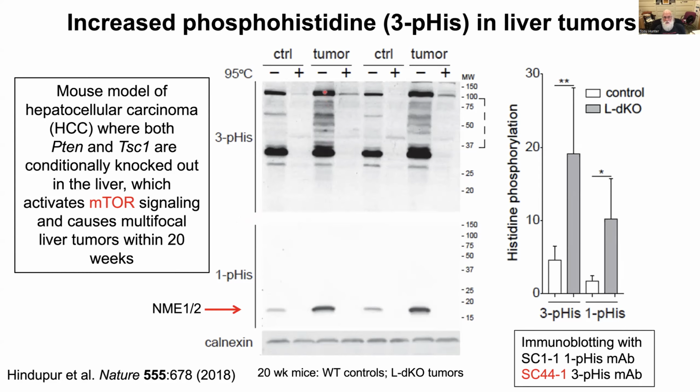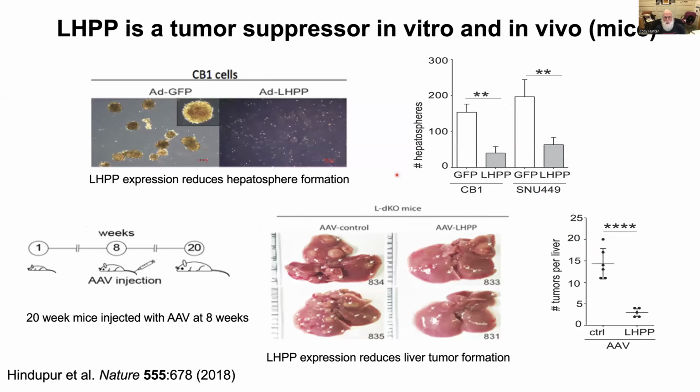And you can see that when they analyzed tumors compared to the normal liver samples, they saw an increased level of 3-phosphohistidine and 1-phosphohistidine in NME1 and NME2. So it's about a 2 to 3-fold increase in both of these. Again, there was a boiling control in each case.